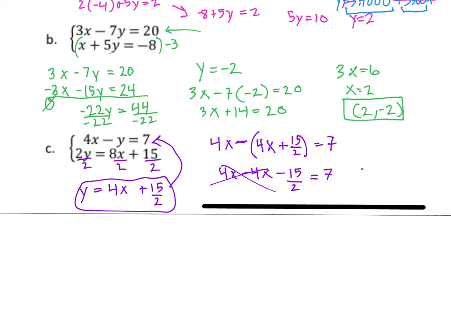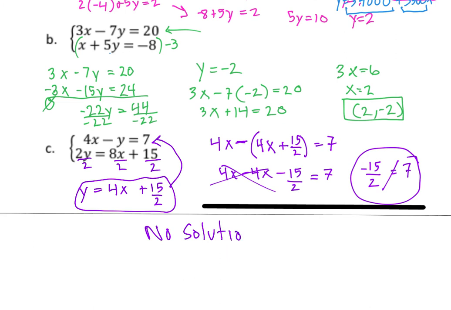And then we are left with negative 15 halves equals 7. This has no variables, and it is also a false statement. So because we have no variables and a false statement, our system of equations has no solution. What that really means is our lines are parallel. They're never going to cross. So there we go. No solution. All that work for nothing.